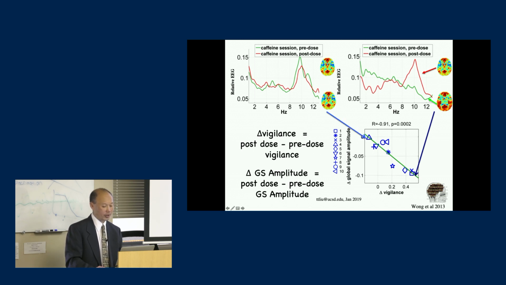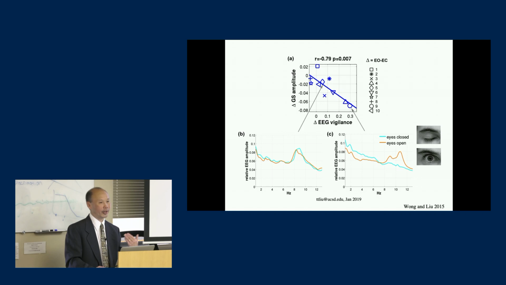The other thing you can do is use eyes open and eyes closed. I forgot to mention we also did eyes open and eyes closed in this study. It turns out that for some subjects, eyes open versus eyes closed causes almost no change. In other subjects, you go from vigilant to non-vigilant. So you can play the same game and plot it, and you see the same relationship: the change in global signal amplitude versus the change in vigilance.